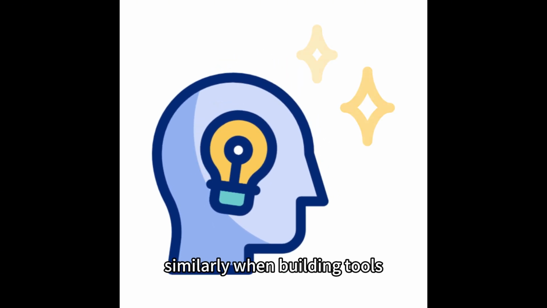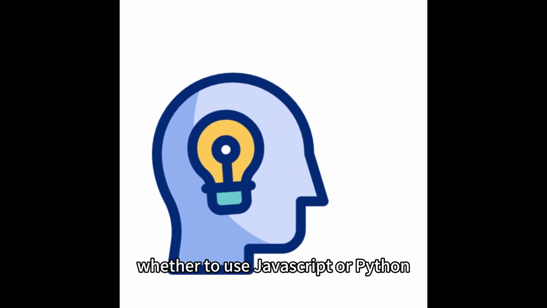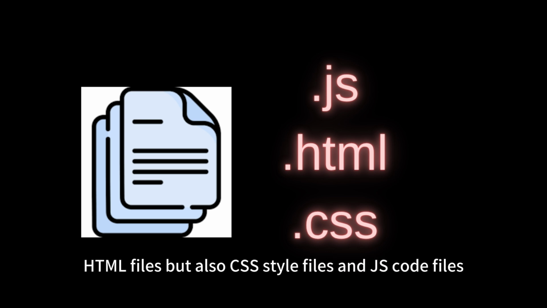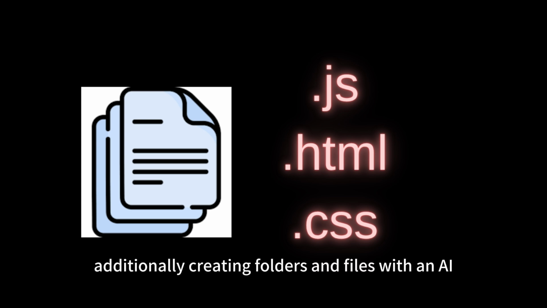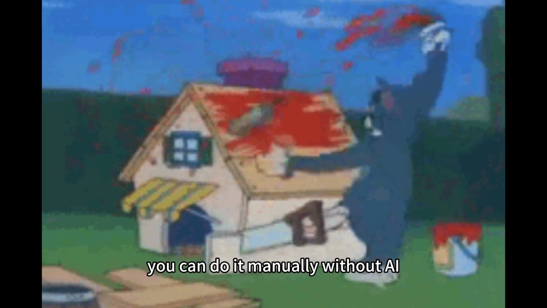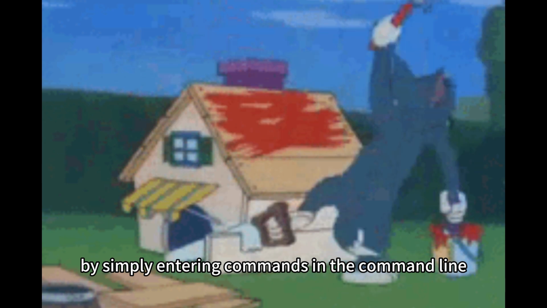Similarly, when building tools, the AI needs to determine from the user's input text whether to use JavaScript or Python. If building a website, it requires not only .html files, but also .css style files and .js code files. This is implemented by another AI agent. Additionally, creating folders and files with an AI agent is not magical. You can do it manually without AI by simply entering commands in the command line.